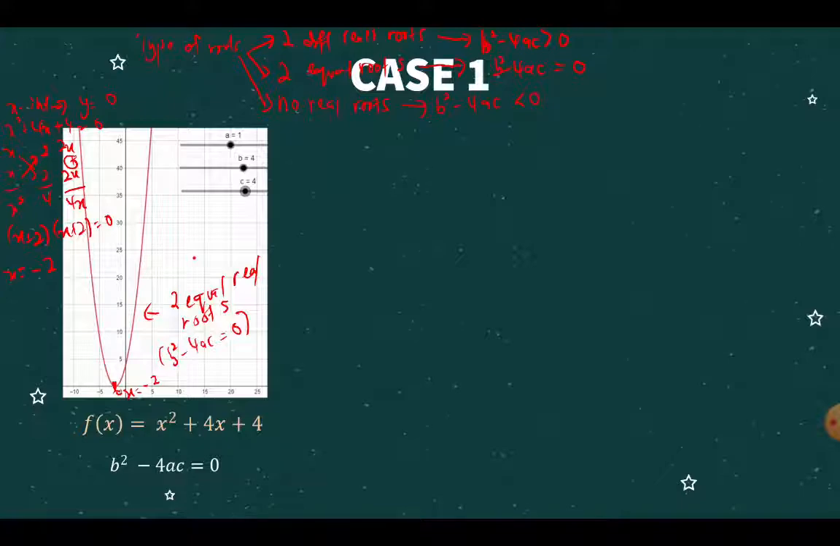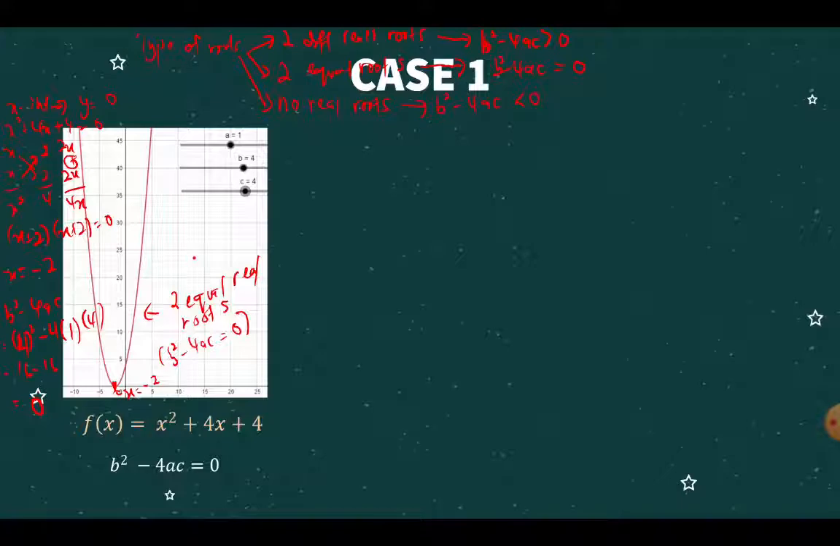In other words, we can substitute the value of a, b and c. So let's say b squared minus 4ac. Our b is 2 squared, no, 4. Minus 4 times 1 times 4. So basically 16 minus 16. So we have 0. So this is relating the position of the graph with the type of root.